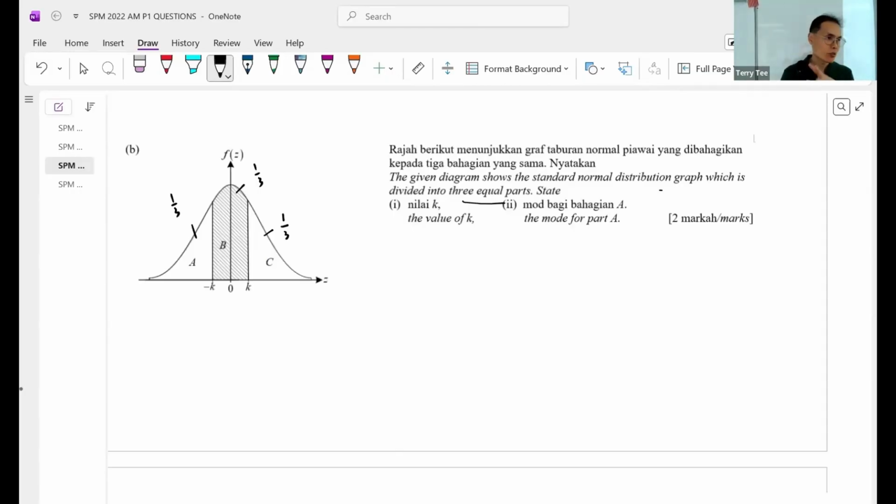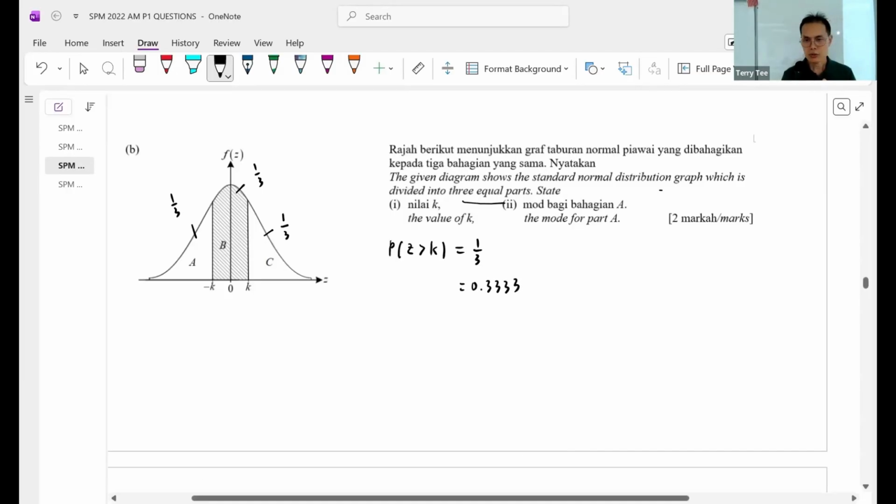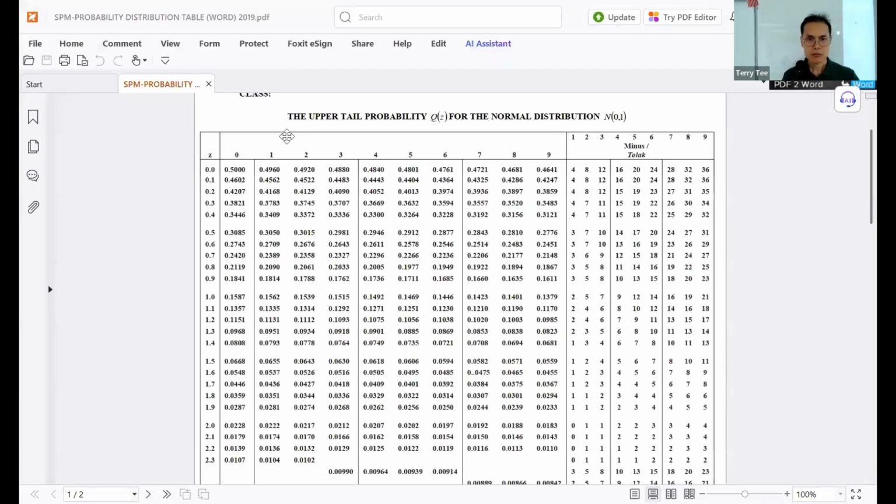Stating means you write the answer without working. Actually you don't need working, but you need the table. You need to calculate from the table. So how does it work? If this area is 1 over 3, we write P(Z more than K) equals 1 over 3. Now 1 over 3 is a bit misleading because we cannot read 1 over 3 from the table. We need to convert to decimal, 0.3333. Now I hope you can see my table. Let me share my probability distribution table. Hope you can see, right?